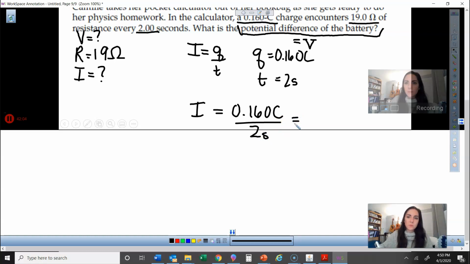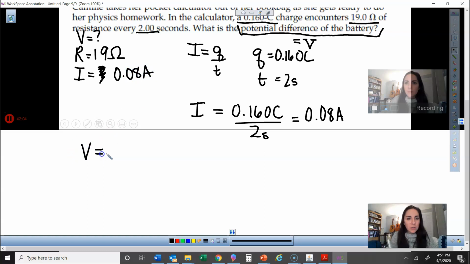0.16 divided by 2. Current's usually a pretty low number, so 8 is actually really high. I was so surprised with that other question. But 0.08 amps is pretty common when it comes to the current. So that's our current. So now that we have that, we can go ahead and use Ohm's law to finish solving for this.